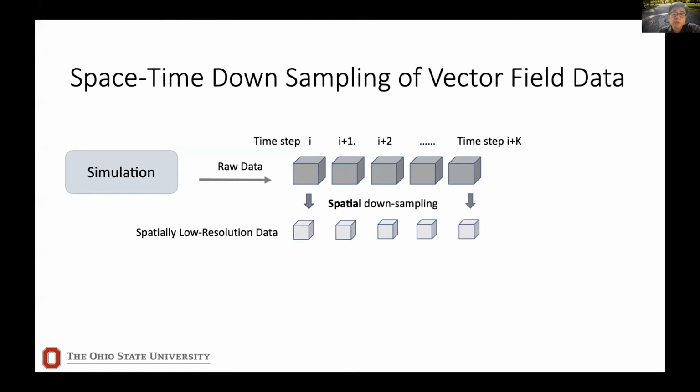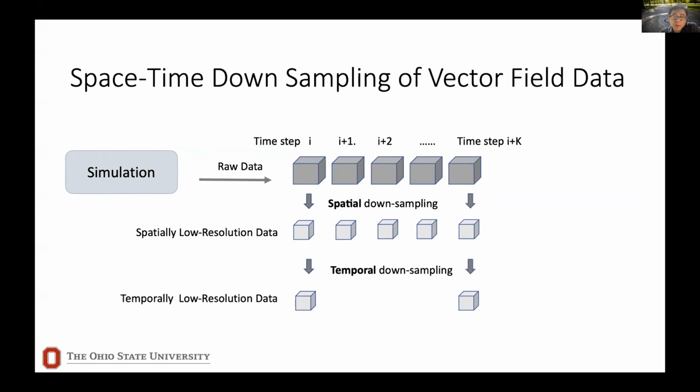First of all, we do a spatial downsampling. Meaning, for example, for every time step from I to I plus k, k could be a large number, I reduce each time step by 2 by 2 by 2, 8 times. Spatial downsampling retains the most salient information, but you lose some features. But now we want to do even further downsampling in time. Meaning, instead of keeping every time step between I and I plus k, I only keep the time step I and I plus k. I only keep 2 time steps. Now, this is what we are going to store.